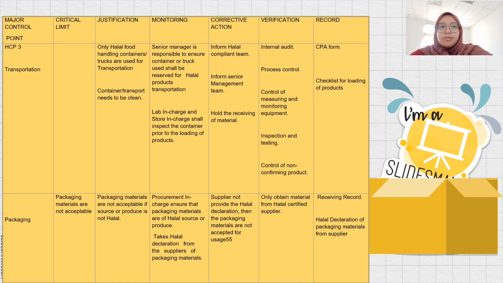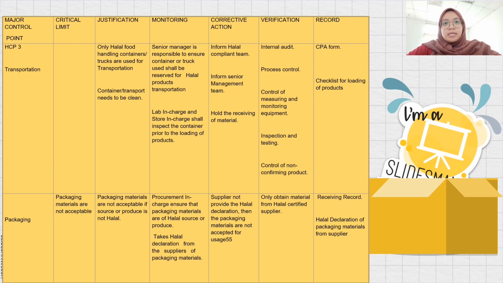The procedures used to verify the status of the items are internal audit, pest control, control of measuring and monitoring equipment, inspection and testing, and control of non-conforming products. Then all of the details will be recorded in CPA form and checklist for loading of products.